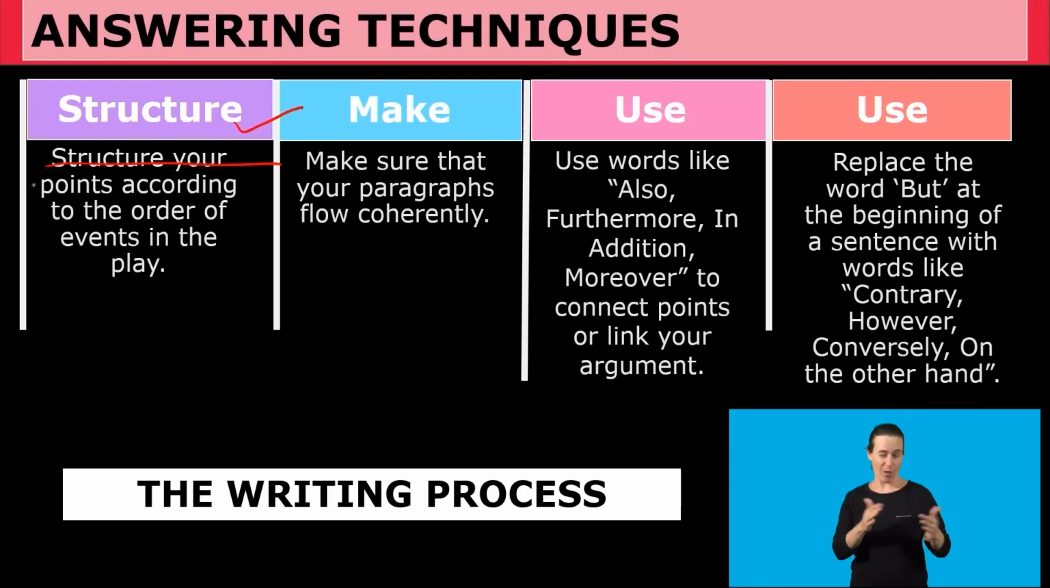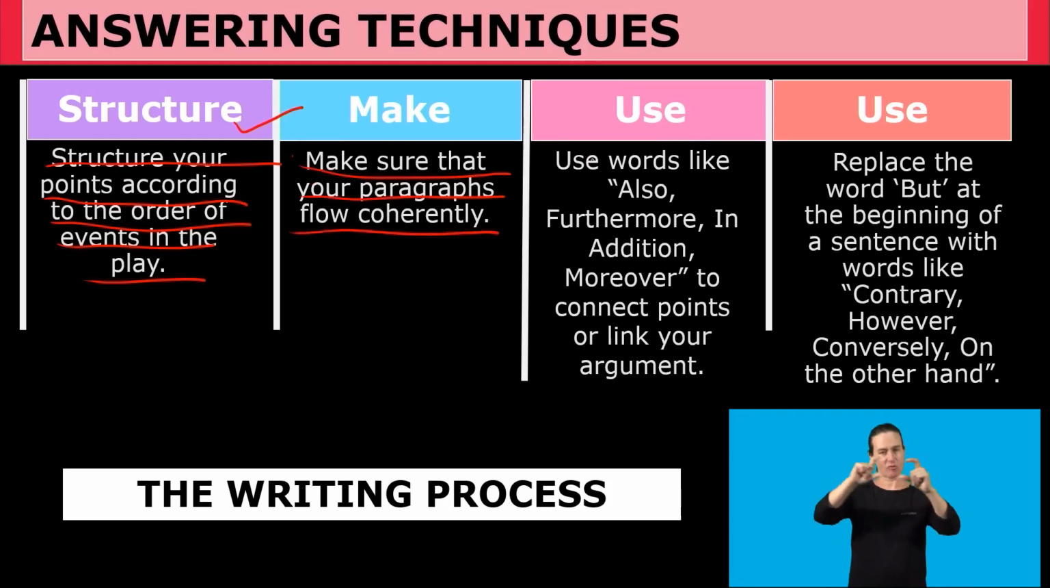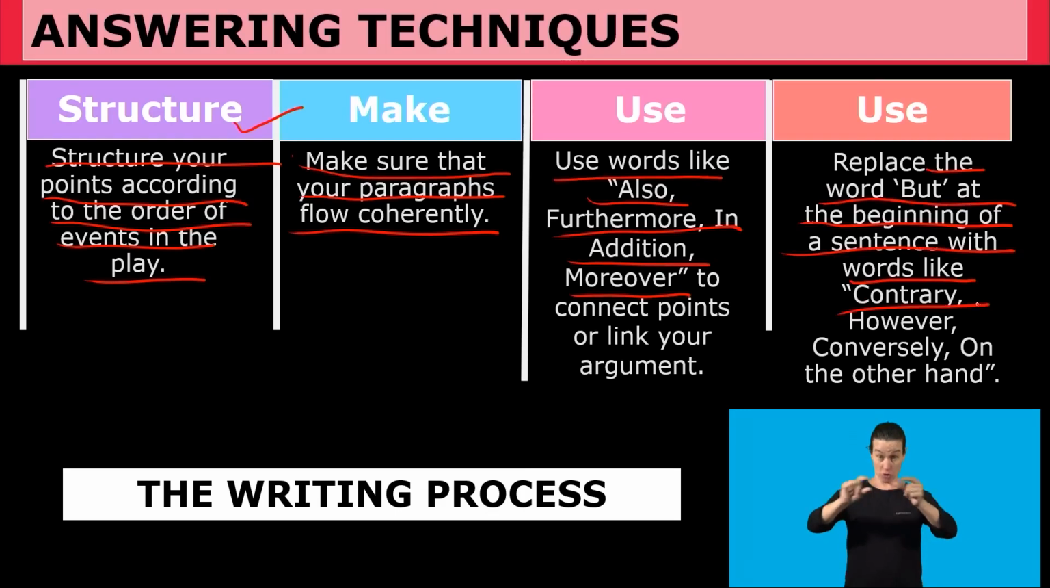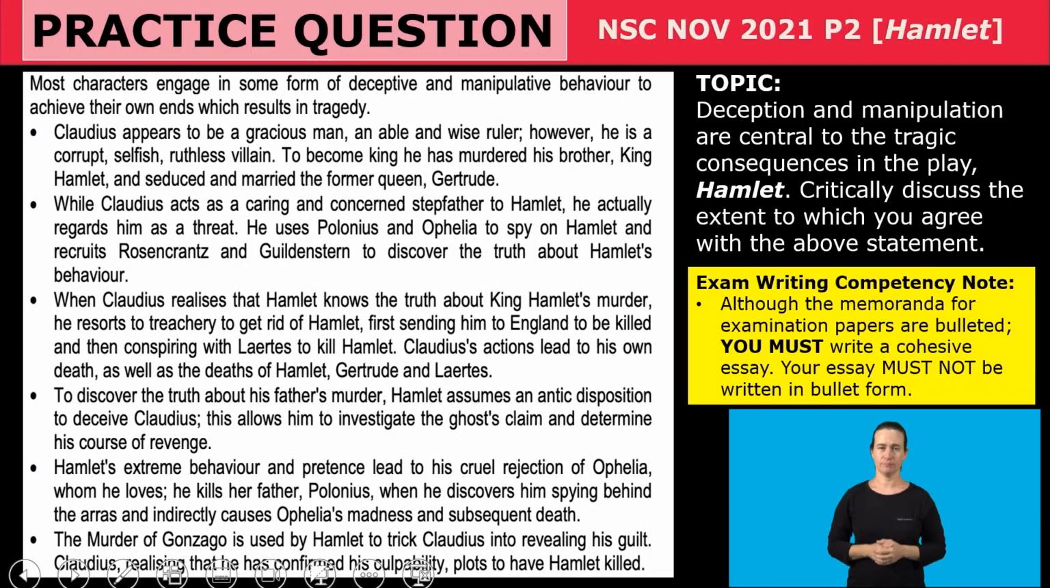Structure your points according to the order of events in the play. Make sure that your paragraphs flow coherently. Use words like also, furthermore, in addition, or moreover to connect your ideas. And replace the word but at the beginning of a sentence with words like contrary, however, conversely, on the other hand. Now, let's look at a topic from a past paper.